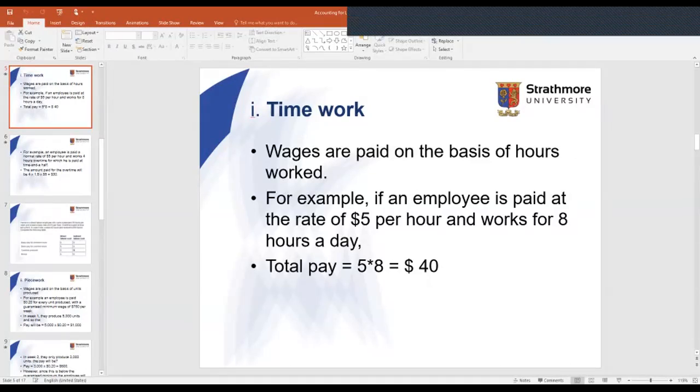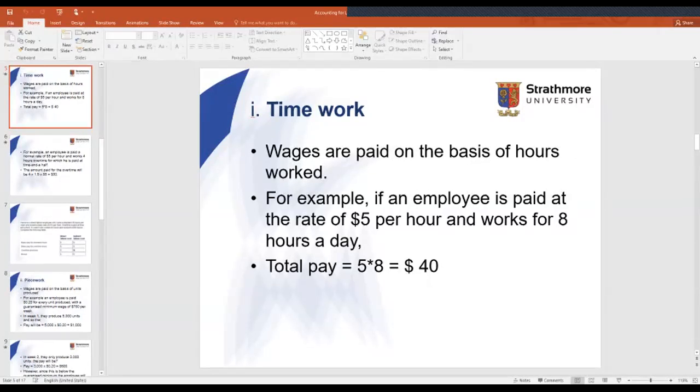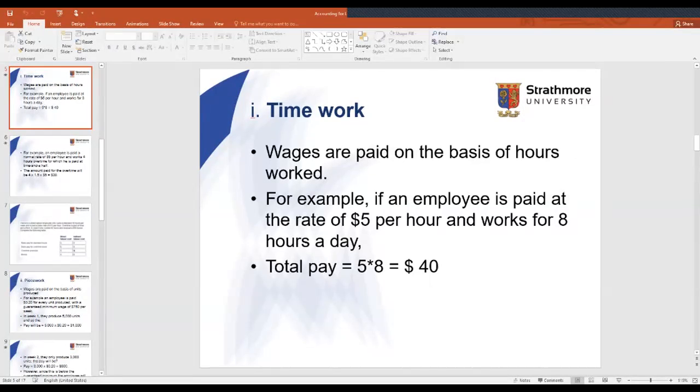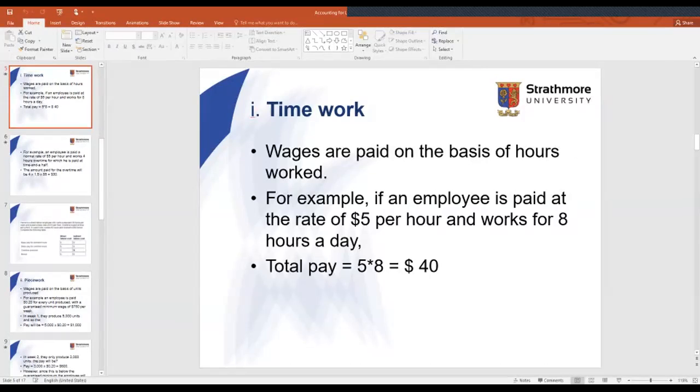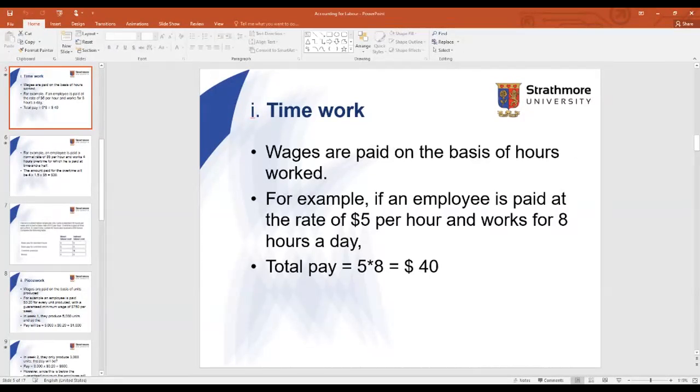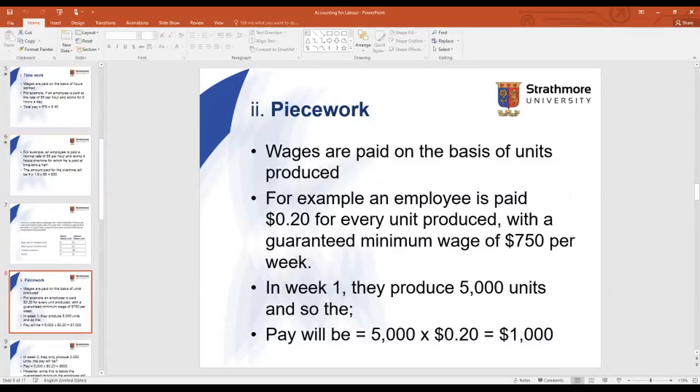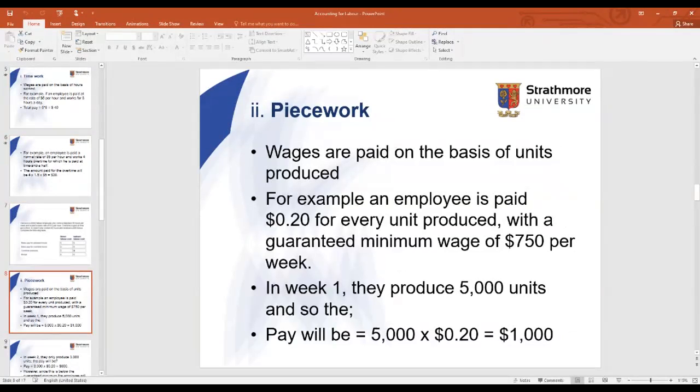So the last time we met, we were discussing how to account for labor cost. And we discussed the different remuneration methods you can have. We discussed time work, where the pay to the employee is based on the number of hours, or maybe based on time. It is time based, more or less. We also discussed piecework pay, where the pay to the employee is based on the output of their work. How many units have you made?